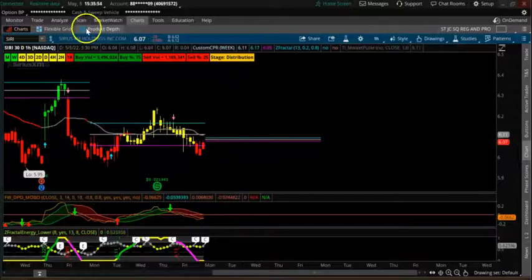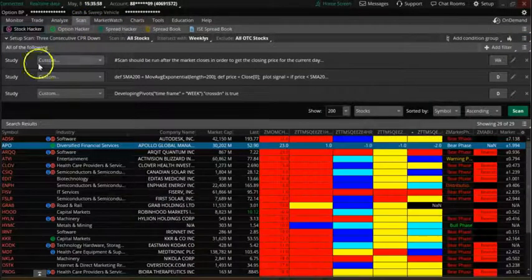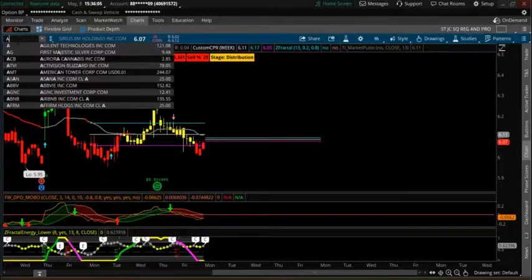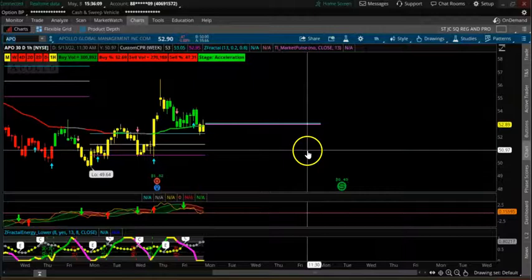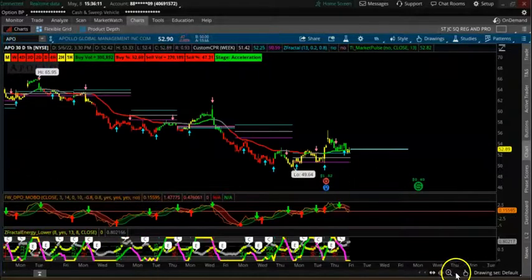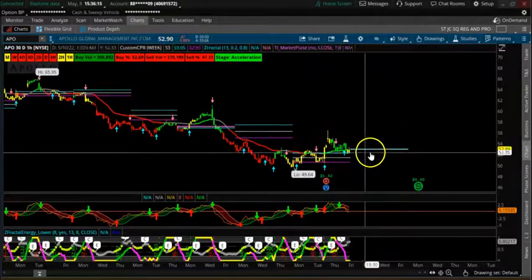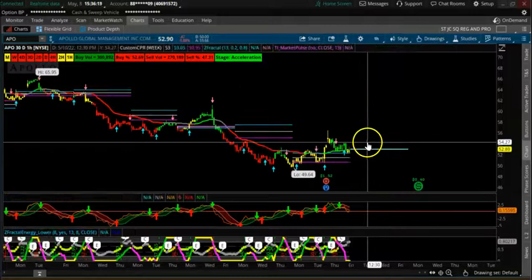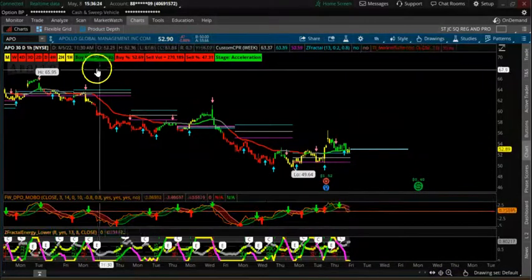So let's look at the next stock, APO chart. APO. So this is downtrending, but next week it looks like it's a narrow CPR to the upside. So you have to be careful with this. Okay, but all other indicators are pointing down.